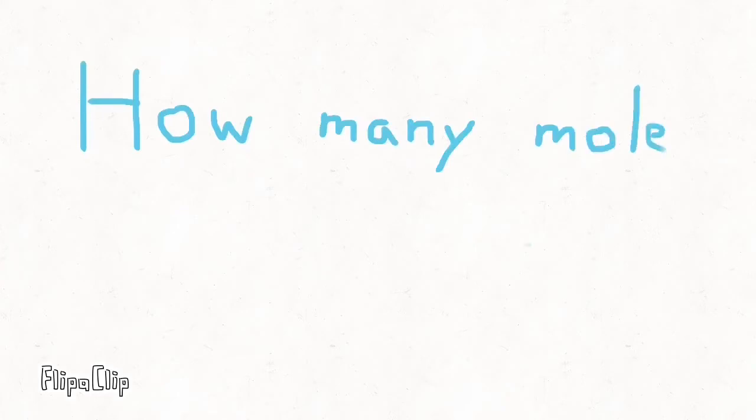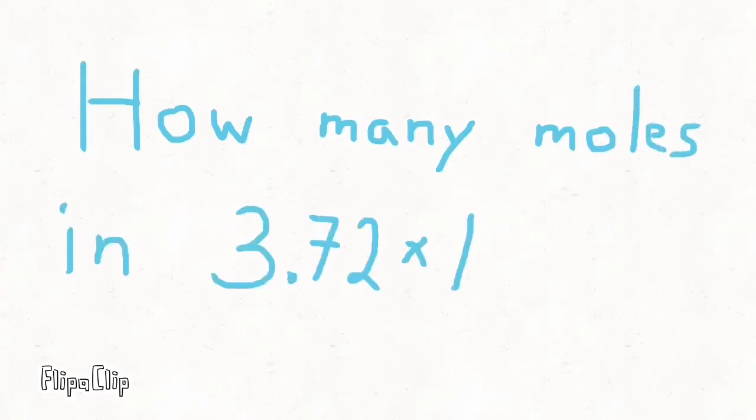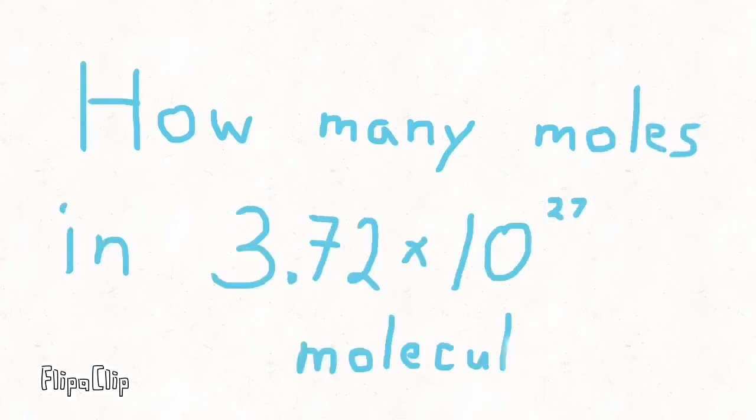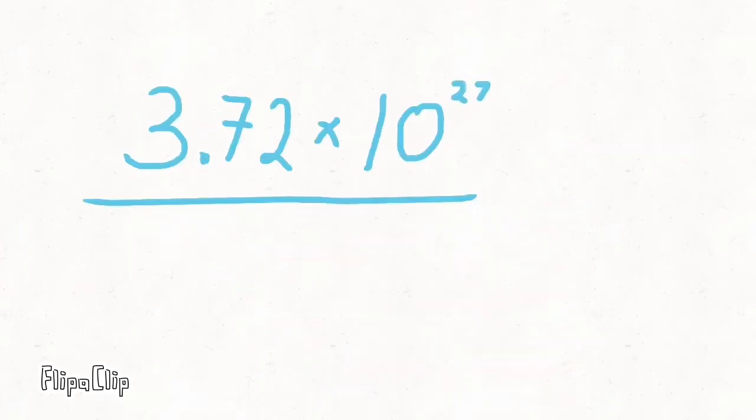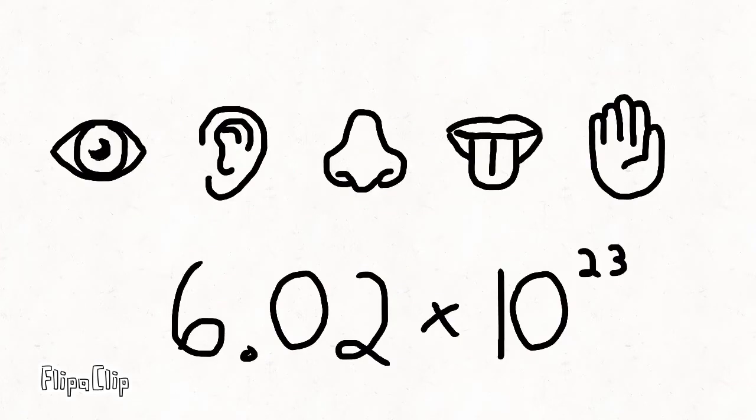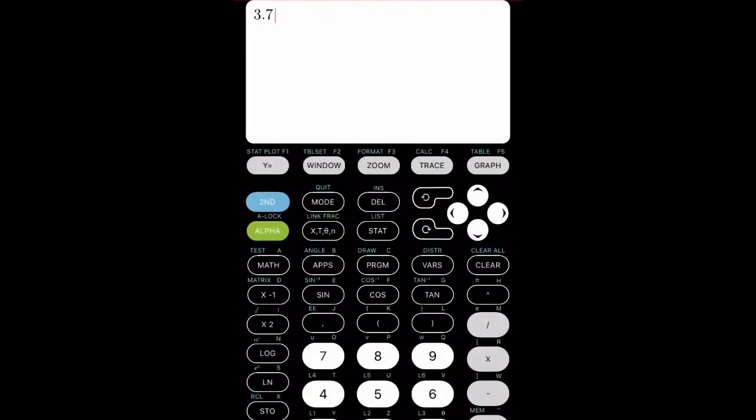So how many moles are there in 3.72 times 10 to the 27th molecules? Molecules is letting you know you need 6.02 times 10 to the 23rd. In fact, you're going to use it to make that number smaller. So we're getting back to that number sense. When you divide 3.72 times 10 to the 27th by 6.02 times 10 to the 23rd, you're expecting a much smaller number, something more manageable.